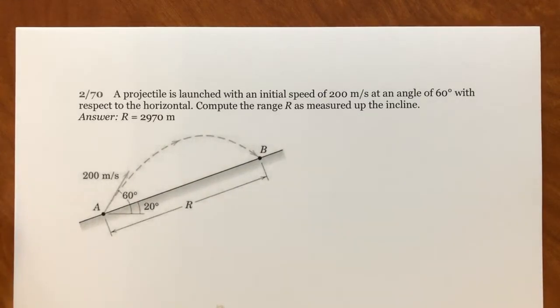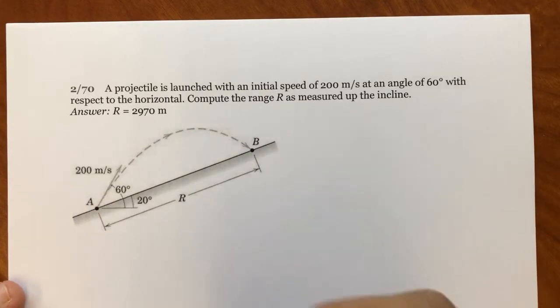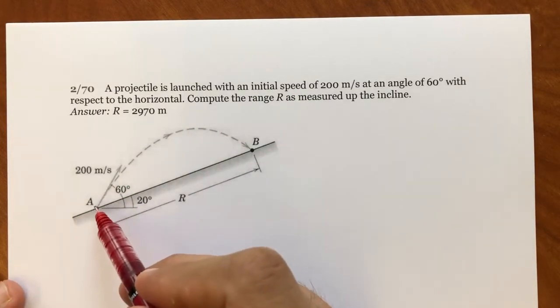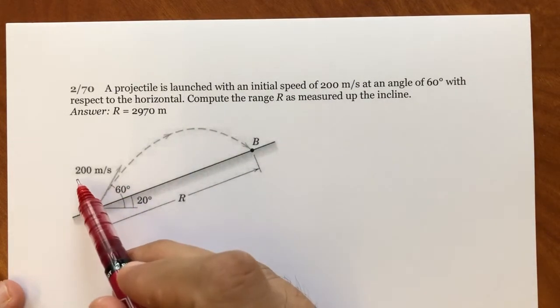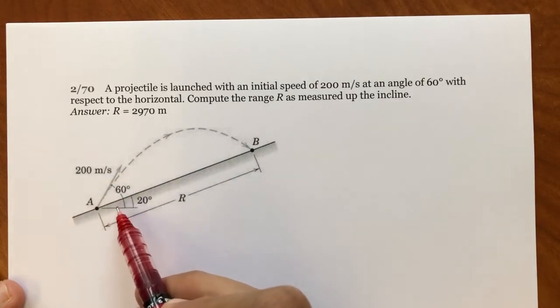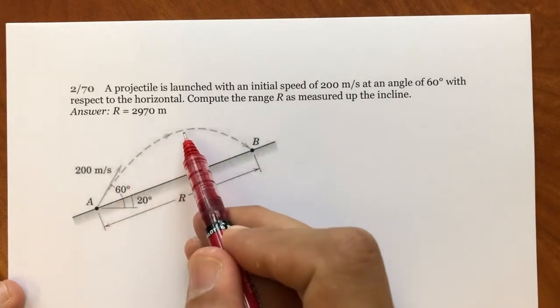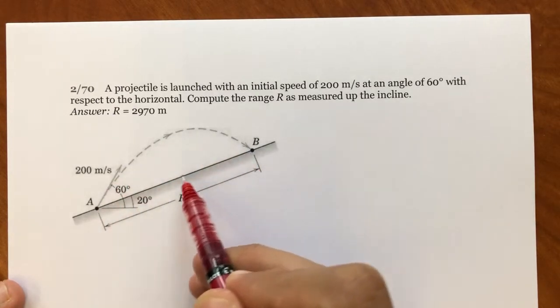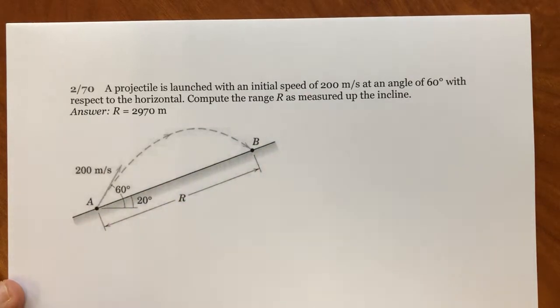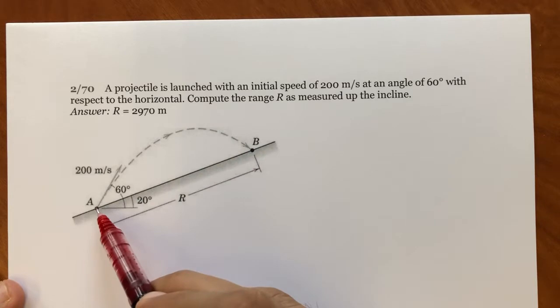Another problem for projectile motion, problem 70. Here we have this projectile which we are launching with an initial velocity of 200 meters per second at 60 degrees from the horizontal direction. So it's going to go up and gradually come down because of gravity and hit this incline. And the question is, what's going to be the range? What's going to be the distance between A and B?